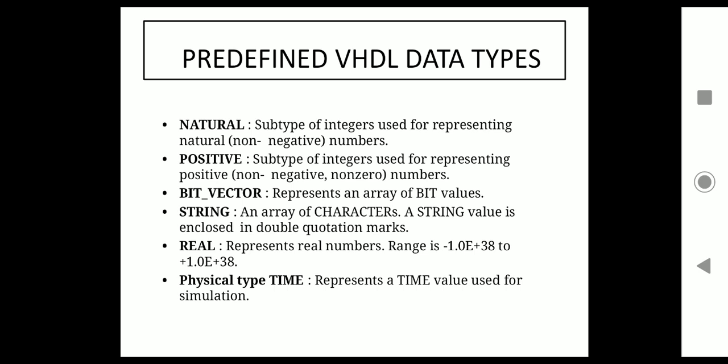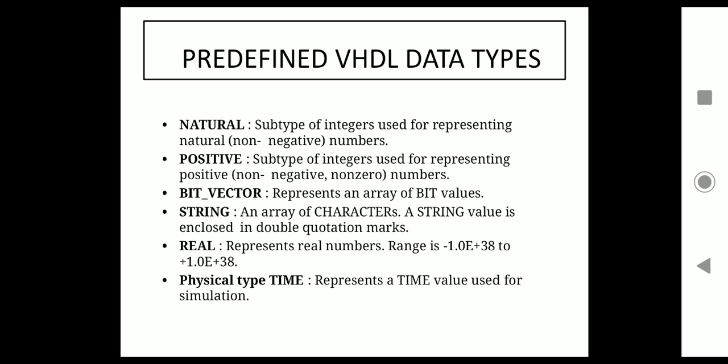Now, next will be the natural subtype of integers, used for representing natural, that means non-negative numbers. Then positive type, what does it mean? Subtype of integers used for representing positive, that means non-negative, non-zero numbers. Bit vector type represents an array of bit values. Then string, an array of characters. A string value is enclosed in double quotation marks. That means a string value is always enclosed in double quotation marks.